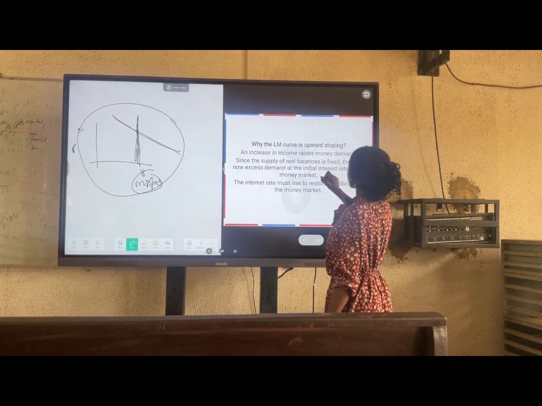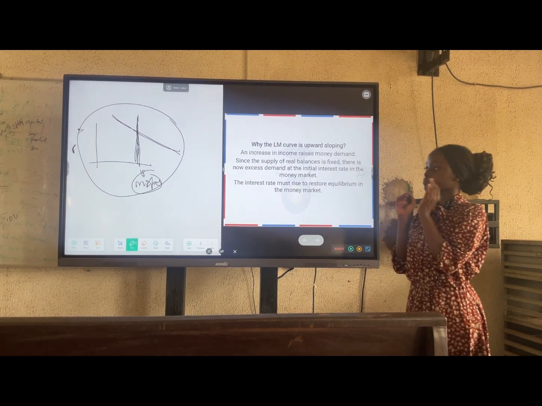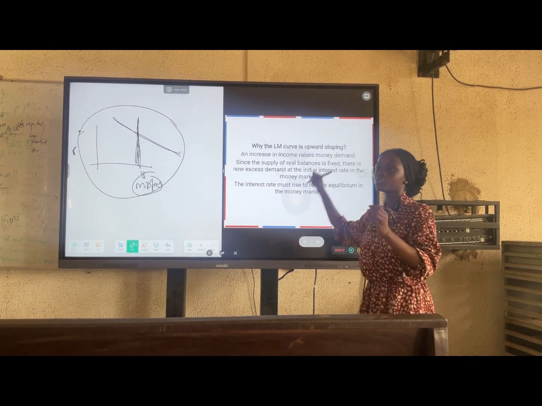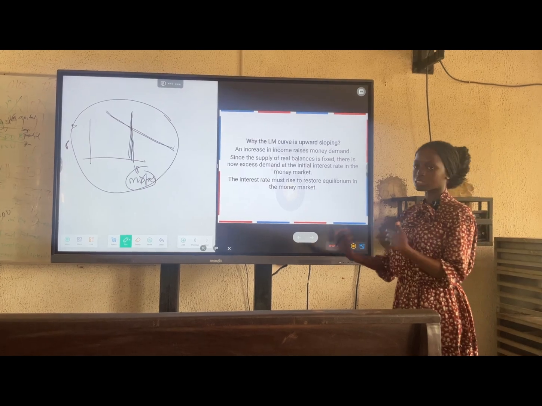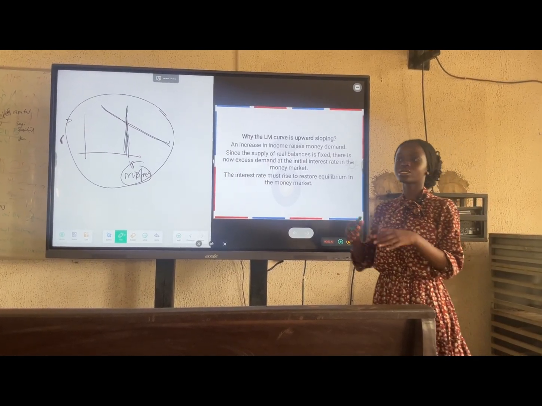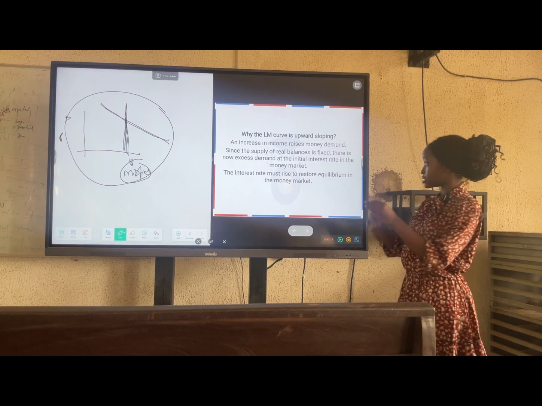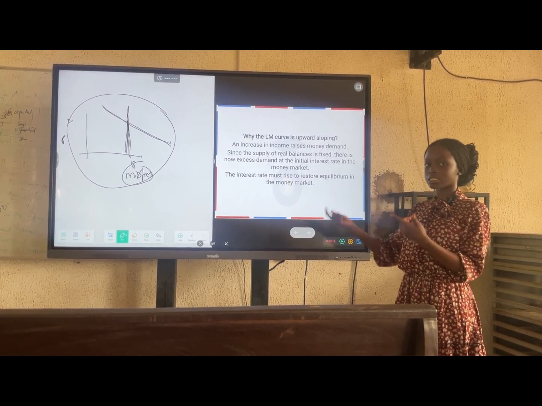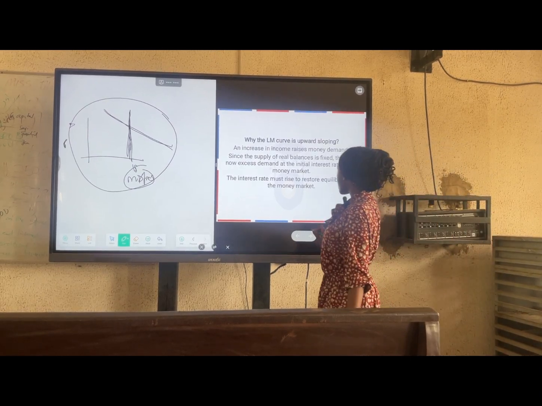Then the interest rate must rise to restore equilibrium in the money market. How will this happen? When there is excess demand, the central bank will have to increase the interest rates, which will make consumers start demanding less. This will then bring down the excess demand that occurred initially in the money market, which will now bring about an equilibrium.